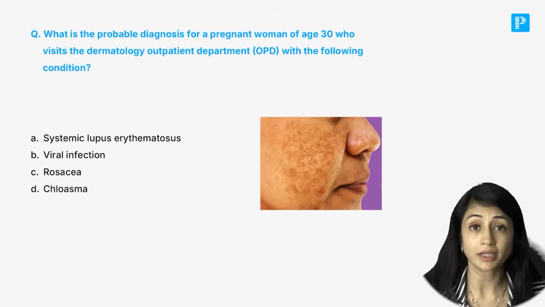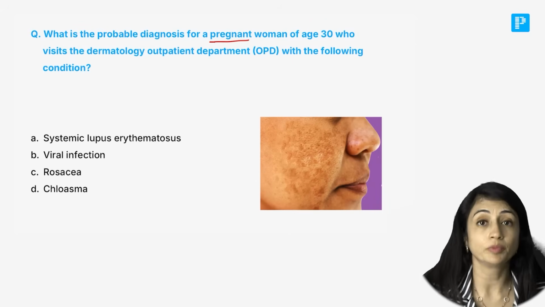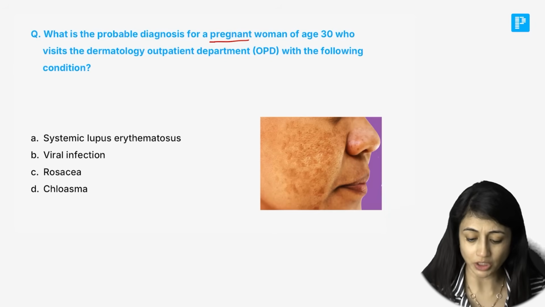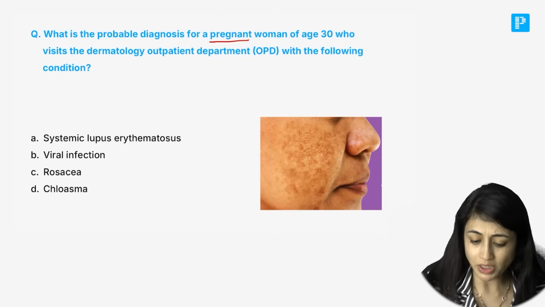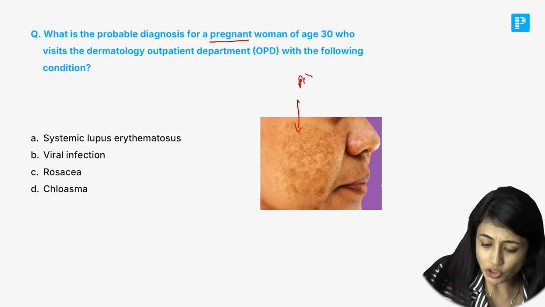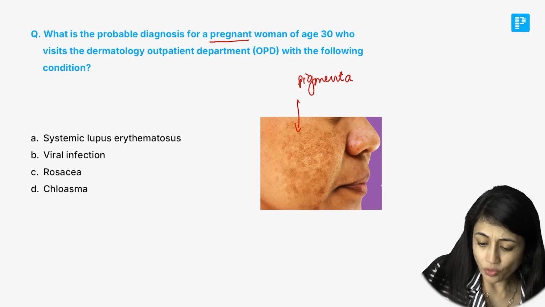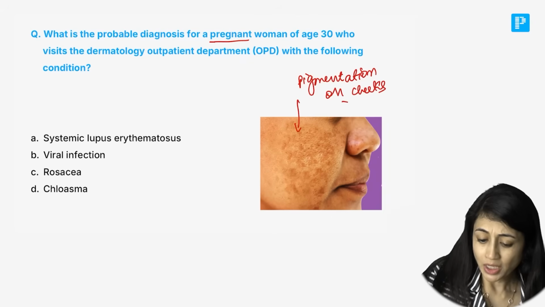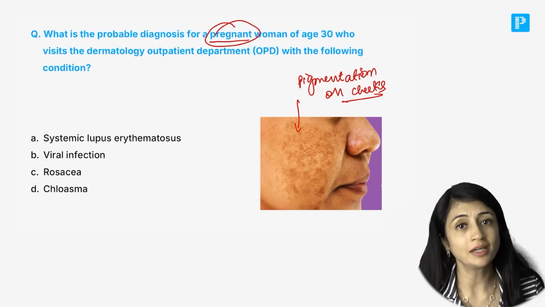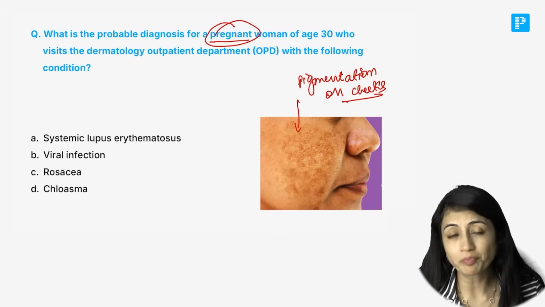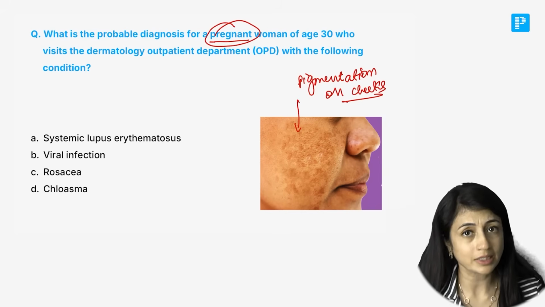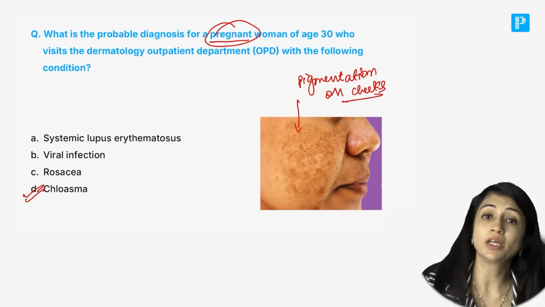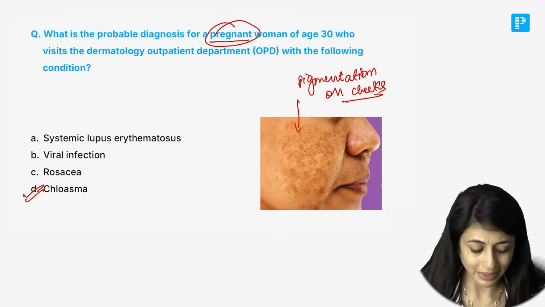What is the probable diagnosis for a pregnant woman, age 30, who visits the OPD with the following condition? And what is the condition that you see here? You see pigmentation on cheeks. So if I have pigmentation on cheeks, no other history, and a history of pregnancy, we know that it is the type of melasma that I see in pregnancy, which is also called chloasma. So here the answer would be chloasma or melasma in pregnancy.